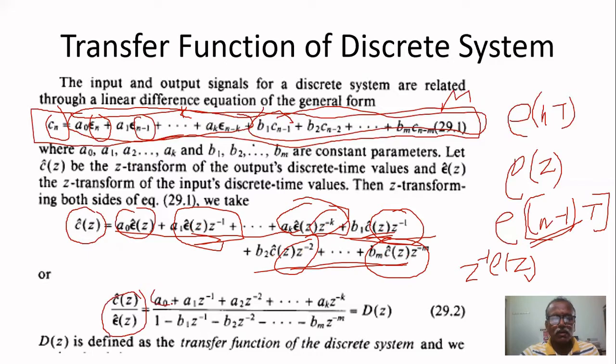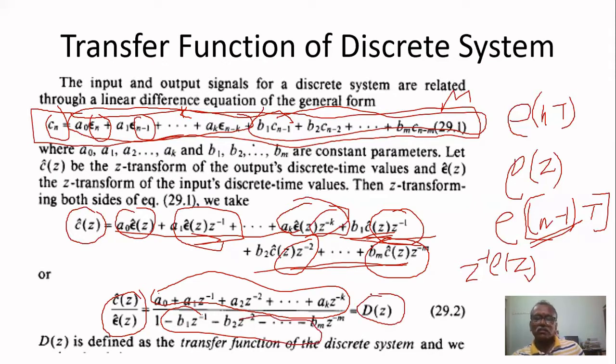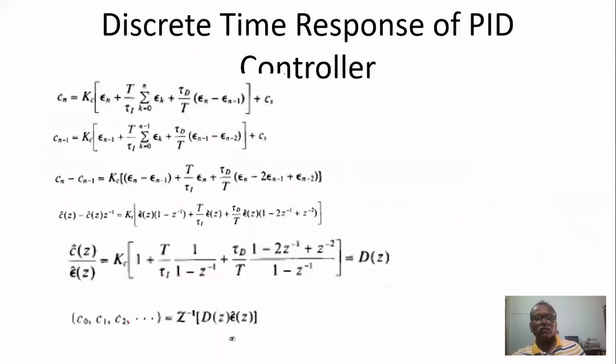It is a polynomial in terms of Z. This is also a polynomial in terms of Z. Denominator and numerator are polynomials. This is the transfer function in the discrete domain, the transfer function of the given system in the discrete domain, C of Z by E of Z.